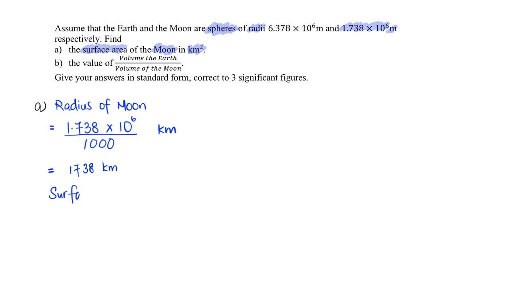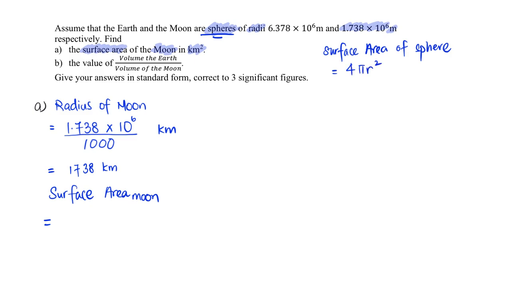So the surface area of the moon would then be equal to, since we are to assume that they are a sphere, surface area of a sphere is equal to 4 pi r square, and therefore we are going to do that. 4 pi r, radius will be 1738, and this will give me a value of 37,958,532 kilometers square.